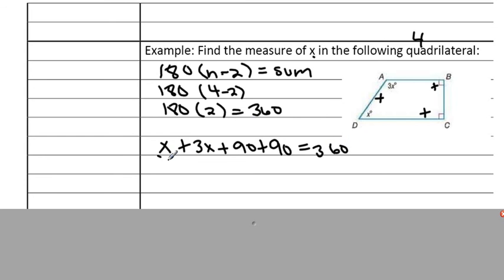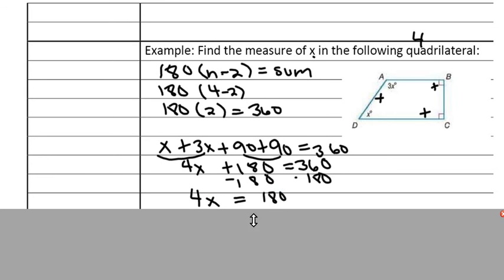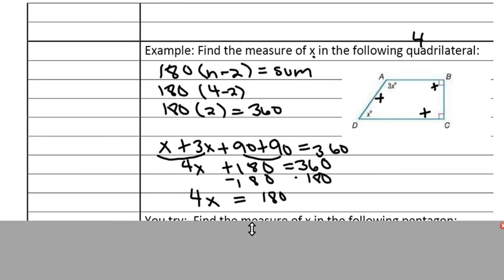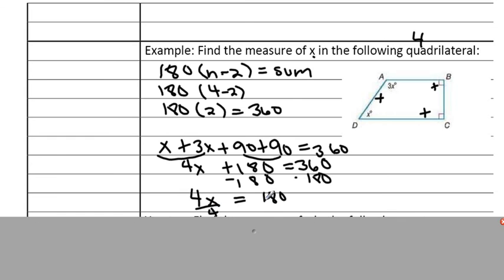Okay, so I'm going to go ahead and combine my like terms. x and 3x is 4x. 90 and 90 is 180. That'll equal 360. I'm going to subtract 180 from both sides. So 4x equals 180. And then I would divide by 4 on both sides. So I'm going to get x is 45.